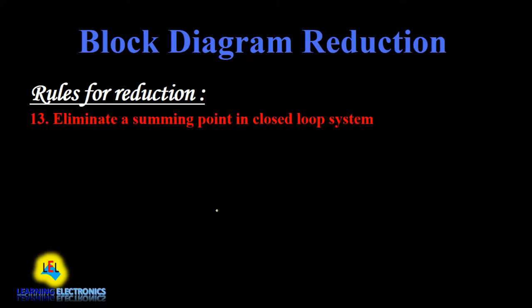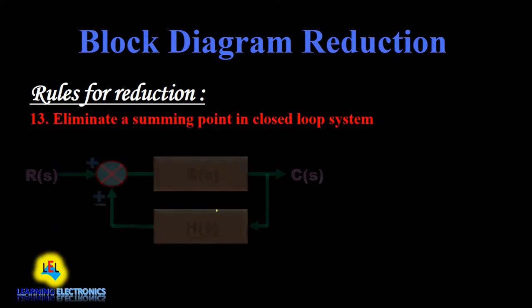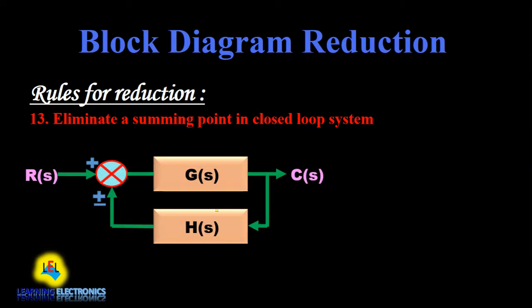Next is eliminating a summing point in the closed loop system. So this is a closed loop system with feedback by transfer function H(s). Here the B(s) signal is the feedback signal, and the E(s) signal is the error signal or actuating signal. So from here we can write the equation that E(s) is equal to R(s) plus minus B(s).